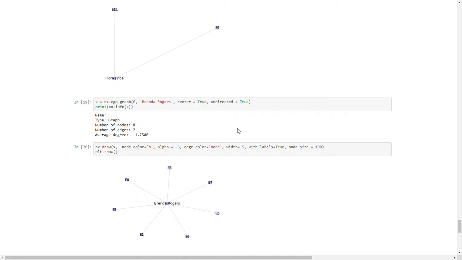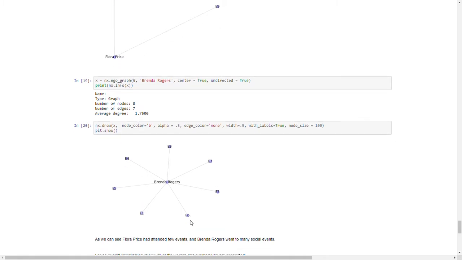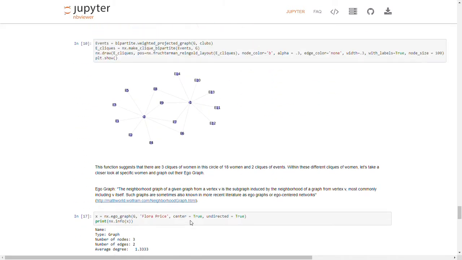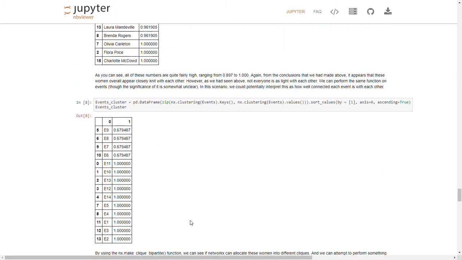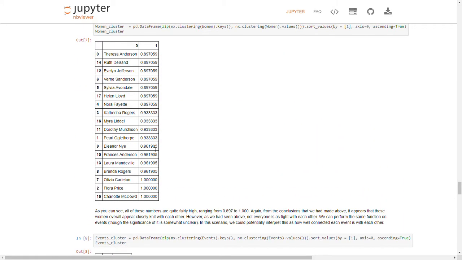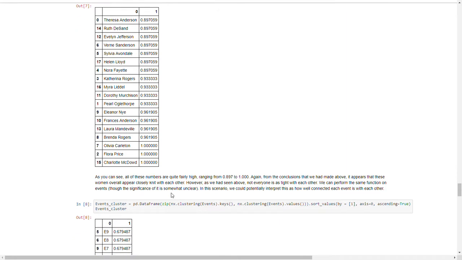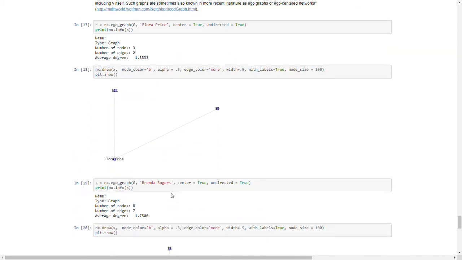And then if we take a look at the ego graph of Brenda Rogers, we see that she's attended quite a few of these events, including many that are spanning. And if we take a look at her clustering coefficient, Brenda Rogers has a 0.96, whereas Flora Price has a 1 clustering coefficient.